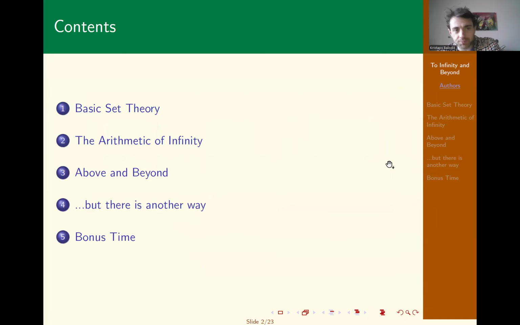Sweet. Okay. So I'm going to remind you about some basic set theory, some facts about working with infinities, ordinals, cardinals, numbers, stuff you can do with them. Then I'm going to talk a bit about large cardinal axioms a little bit.